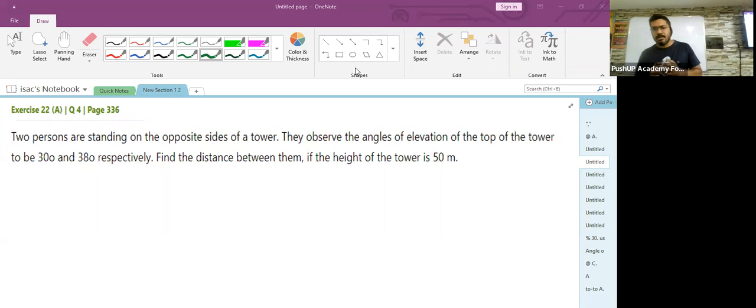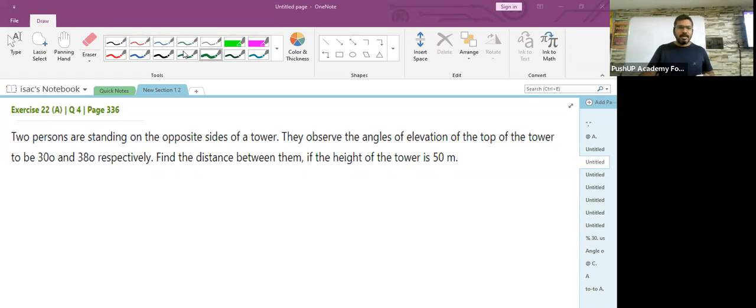Two persons are standing on the opposite sides of a tower. Children, two persons are standing on the opposite sides of a tower. So here, the central object is what? It's a tower, isn't it? There are two people and there is one tower. How is the arrangement of the tower and these two people made? Children, the tower is in the middle, not exactly in the middle. The tower is in between these two people.